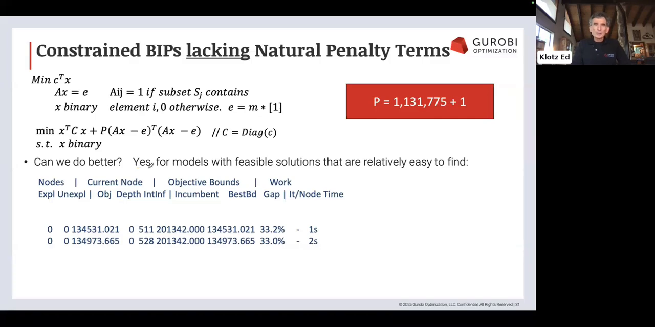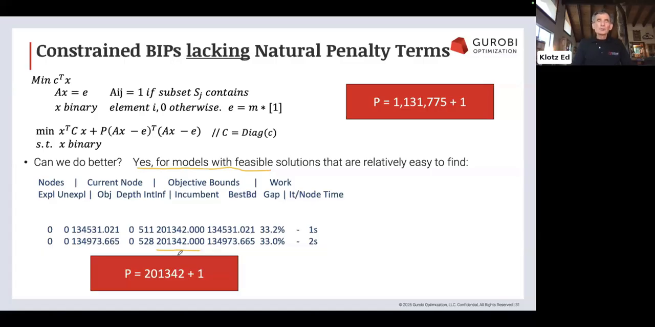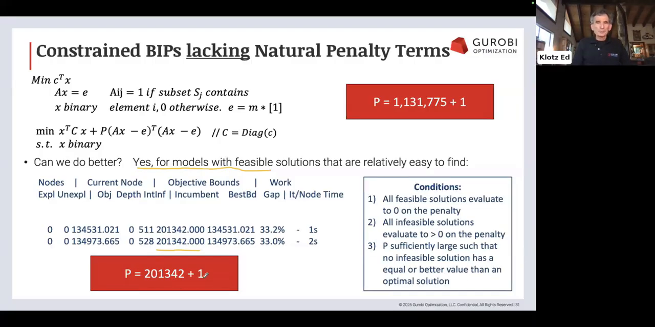But again, we could consider looking for feasible solutions if they can be found quickly. And on this model, that's the case. If we run this model for just 2 seconds, we get this value of just over 200,000. So now we've got our penalty term down to just over 200,000, and it satisfies the conditions.